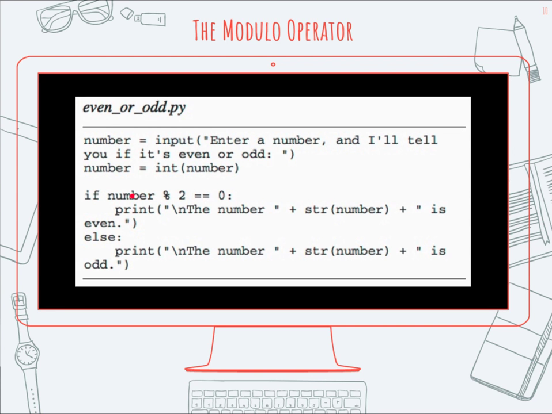Why do I care? This is how I figure out if a number is even or odd. For numbers that are divisible by 2, number mod 2 equals 0. This is an even number. If it's not 0, it's going to be 1, and that means it's an odd number.